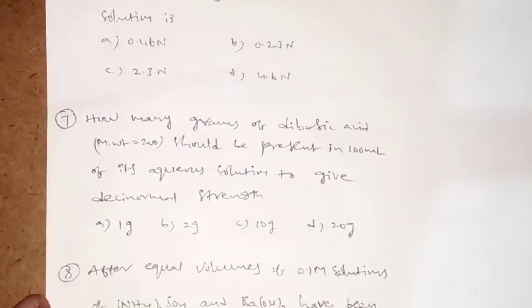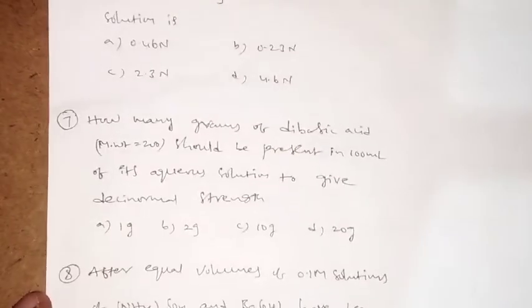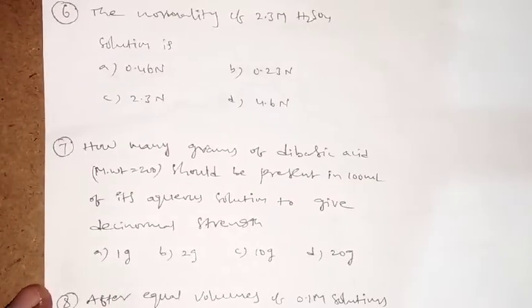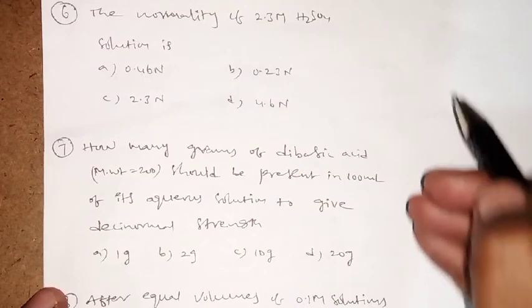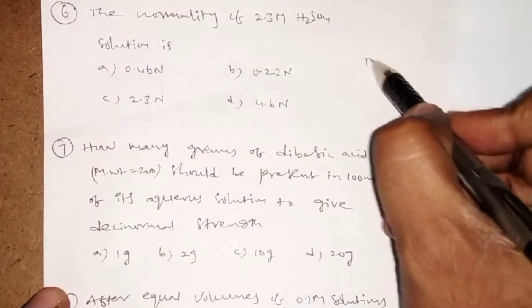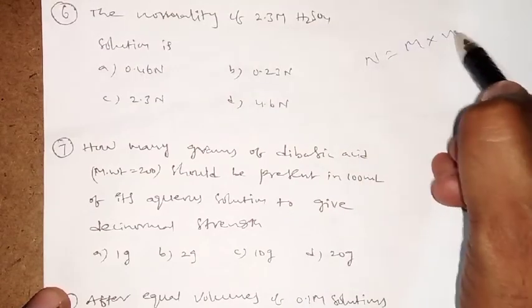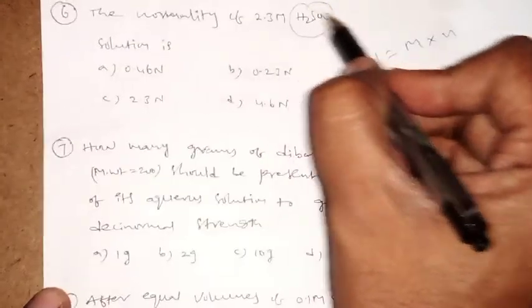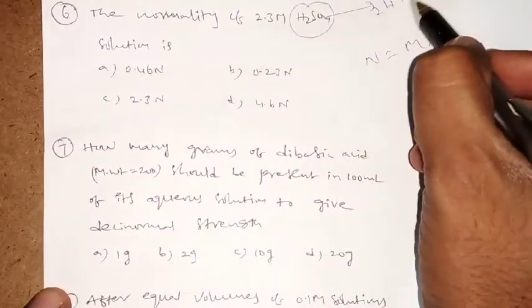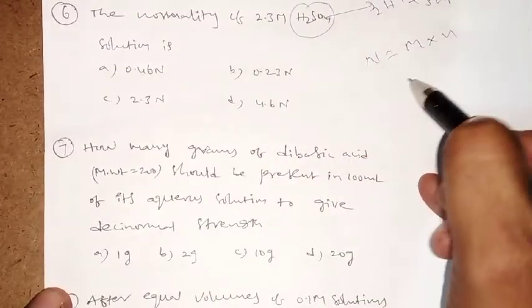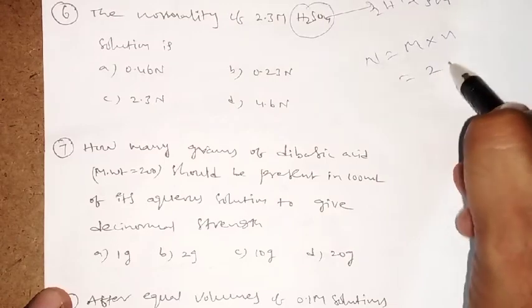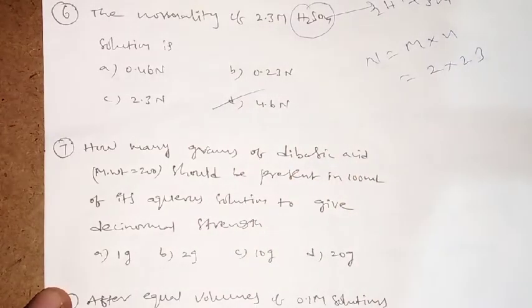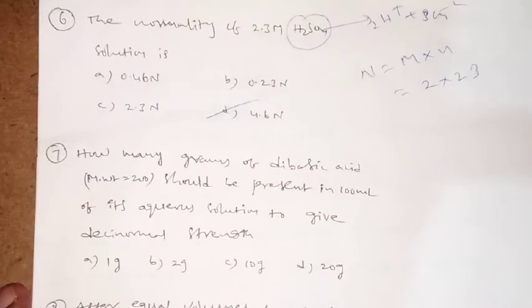So the normality of 2.3 M H2SO4, just now I said to you, is a very simple question. Normality equals molarity into n-factor. Here n-factor is nothing but the number of hydrogen ions. How many hydrogen ions will we get here? 2H+ and SO4 2-, so 2. That is why here 2 into 2.3. What will we get here? 4.6. So 4.6 is the normality and 2.3 is the molarity.